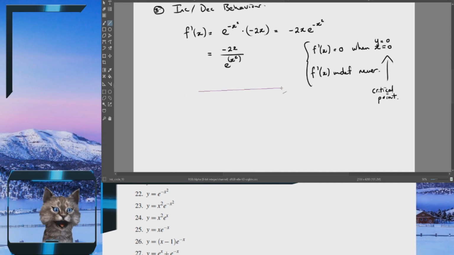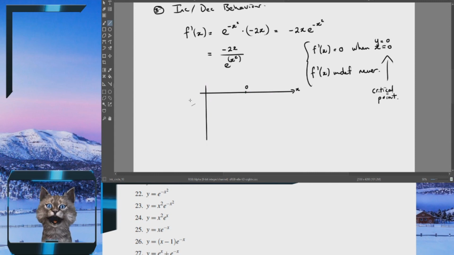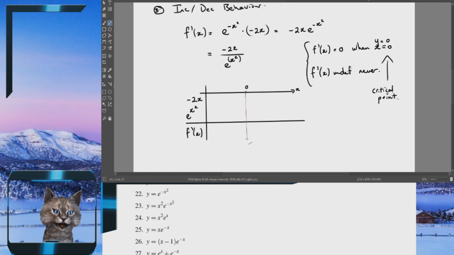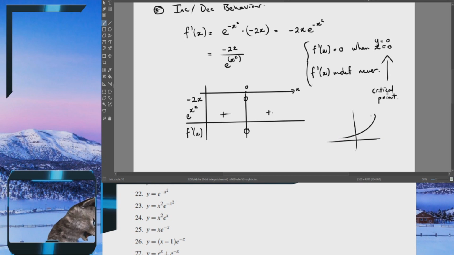Now I have some pieces. I can make my table, but my table is only split at x equal to 0. I have a negative 2x. I have an e to the x squared. Together they give me the first derivative. Split it up over here. 2x is 0 when x is 0. It's in the numerator. Makes the whole function 0. E to the x squared is never 0. In fact, it's always positive, because I know what the shape looks like of e to the something.